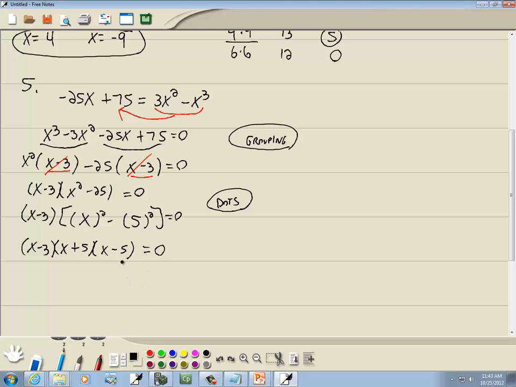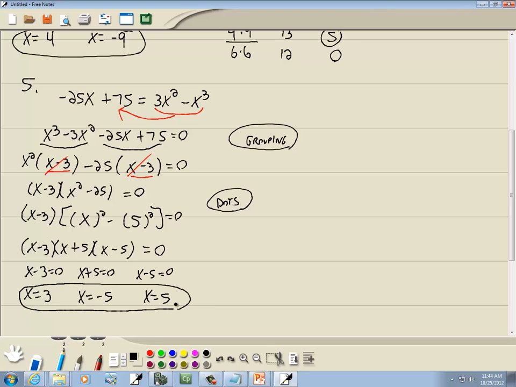Now, the zero factor property isn't limited to just two factors. You got 0 on one side and you got the other side factored. Doesn't matter how many there are. You set each one of them equal to 0. So I'm going to set x minus 3 equal to 0, x plus 5 equal to 0, and x minus 5 equal to 0. Now I want to solve each one of these. So I get x is equal to 3, x is equal to negative 5, and x is equal to positive 5. And those are my three answers.